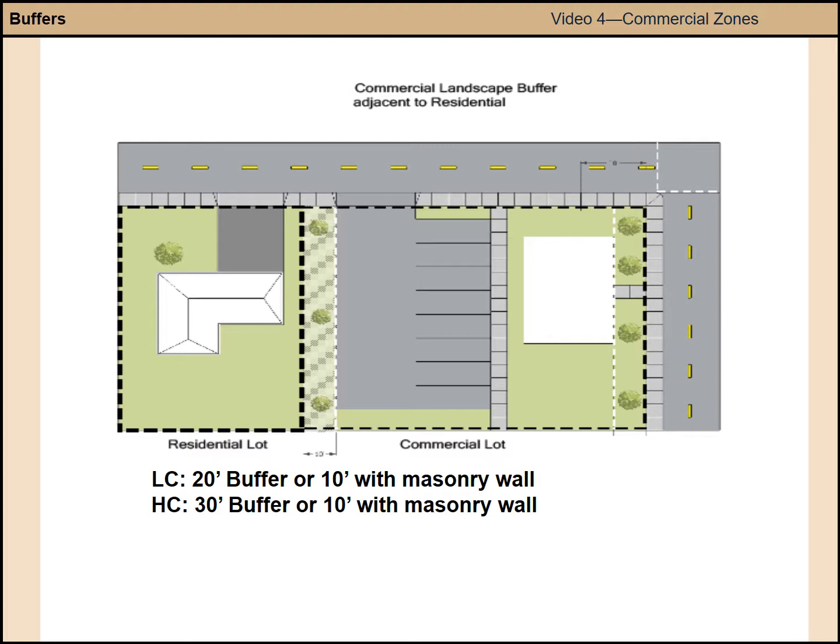Today in the C1 zone, a developer can choose between a 10-foot wide landscape buffer or a 6-foot fence. Those are very different options. We are proposing for the LC zone to have a 20-foot landscape buffer. In the HC, as we've already mentioned, the buffer is 30 feet. In both cases, however, if an 8-foot tall masonry wall is constructed, the buffer may be reduced to 10 feet.